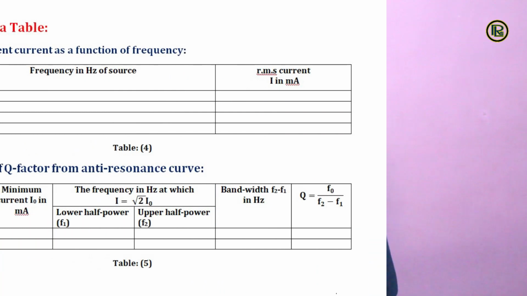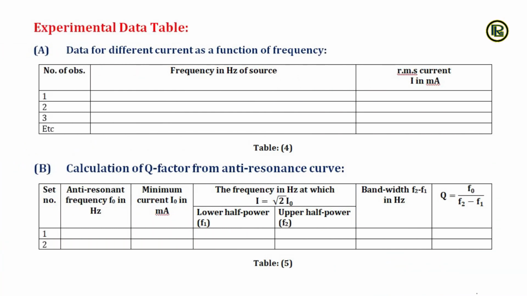And again I have the experimental data table for the parallel resonant circuit. Here I have two tables. One table is to record the data for different voltages as a function of frequency. So in the table I have to record the frequency in hertz of the source and then RMS current flowing in the circuit. And from the response curve we have to calculate the Q factor. So for that we have to record the resonant frequency, maximum current, and the lower and upper half power frequencies, and then we have to find the bandwidth, and finally we have to get the quality factor.